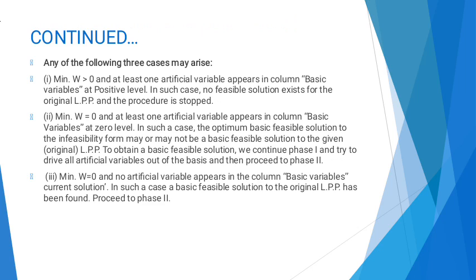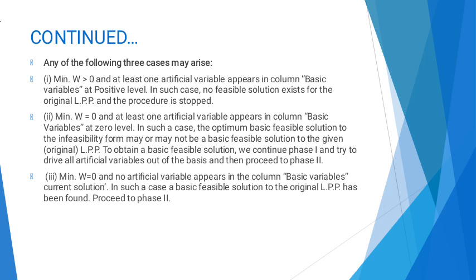After this, if minimum of W is equal to 0 and no artificial variable appears in the column of basic variable, in such case the basic feasible solution to the original LPP has been found, and we proceed to phase 2. So the problem which we will be solving will be based on W equals to 0. So this was the part of phase 1.